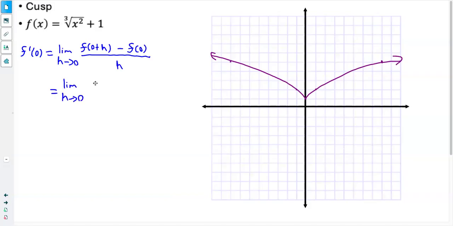So we'll start putting our equation into this. If I have 0 plus h going in for my x here, 0 plus h is just h. So that's going to give me h squared inside a cube root, and then we've got the plus 1. And then we're going to have minus f of 0. If I put 0 in here, 0 squared is 0, cube root of 0 is 0, plus 1 gives me 1. So we've got plus 1 minus 1 over h. Because we had plus 1 minus 1, those terms are essentially going to cancel out.